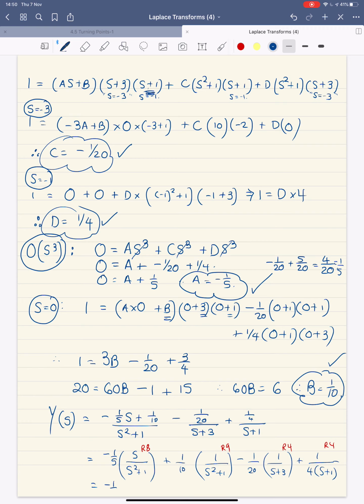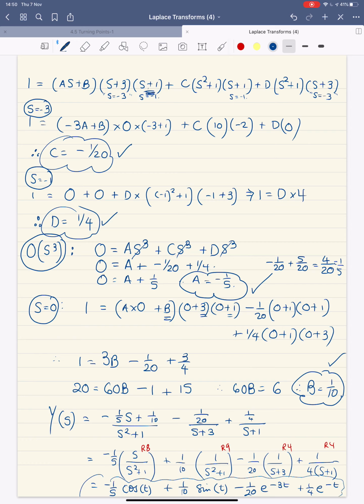So the very final answer. This one is row 8, so it's minus 1/5, with a is 0 and omega is 1. So it's e to the 0t, which is 1, so it's just cos of 1t. This is 1/10 of sine of 1t, because this is row 9 with a 0 and omega 1. This one is minus 1/20 of e to the minus 3t, and this one is plus 1/4 e to the minus 1t. They're used from row 4, which seems to come up a lot. And that concludes the answers for this one.